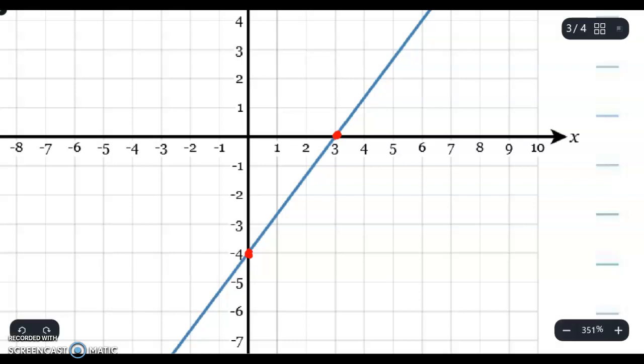So you're going up 4 on this one and going to the right 3 on this one. So you end up with 4 over 3. m is equal to 4 over 3.